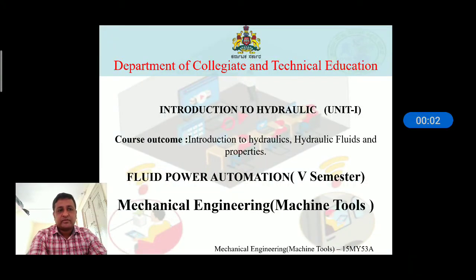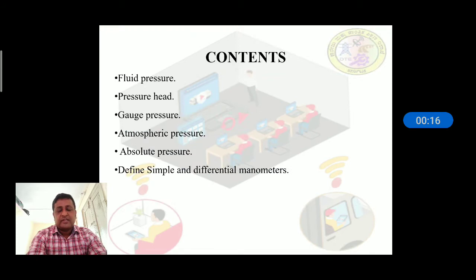Hello students, welcome to the last session of Unit 1, Introduction to Hydraulics. This unit comes under the course Fluid Power Automation. In this session I am going to give a brief lecture on fluid pressure, pressure head, gauge pressure, atmospheric pressure, absolute pressure and simple and differential manometer.